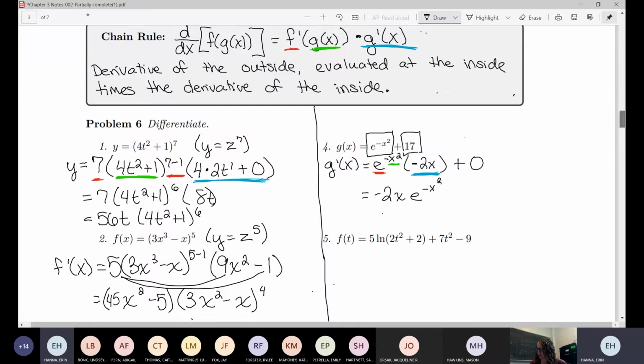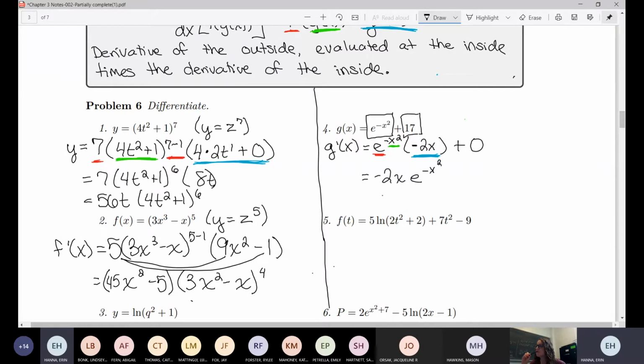I have a question. Why did it go from 3x cubed to 3x squared? Because I wrote it wrong. Sorry.